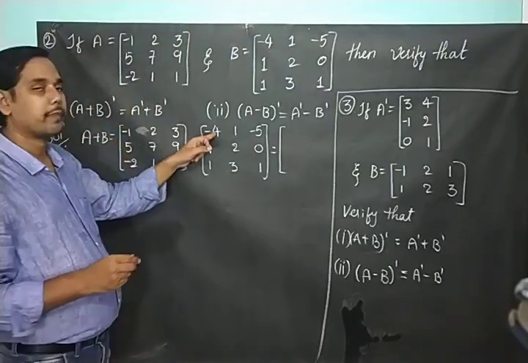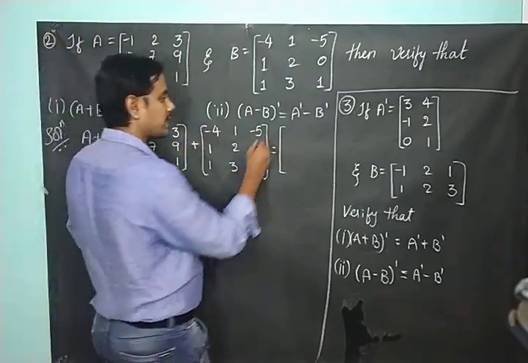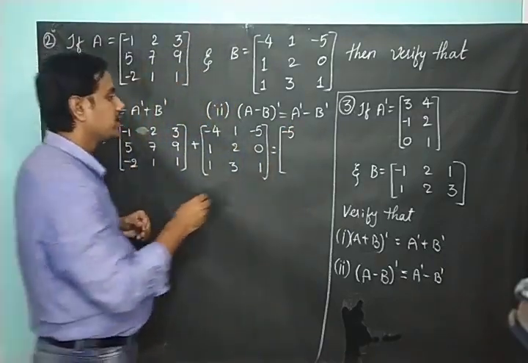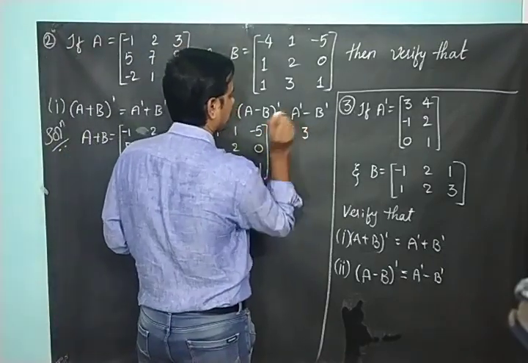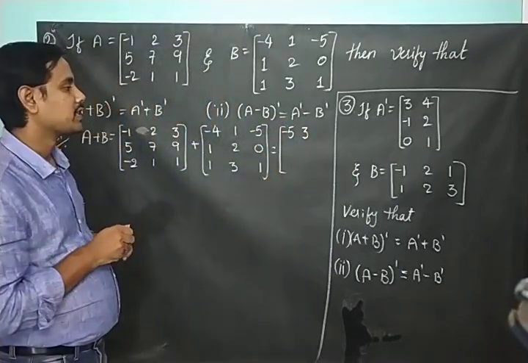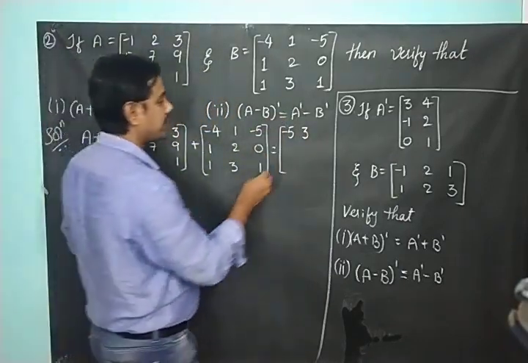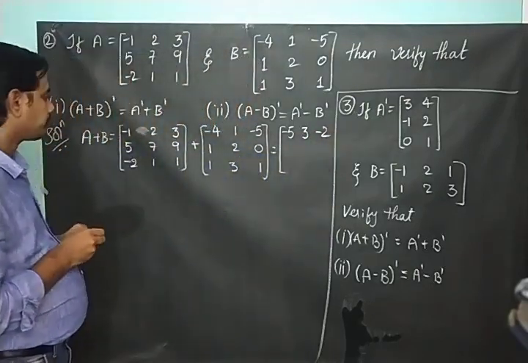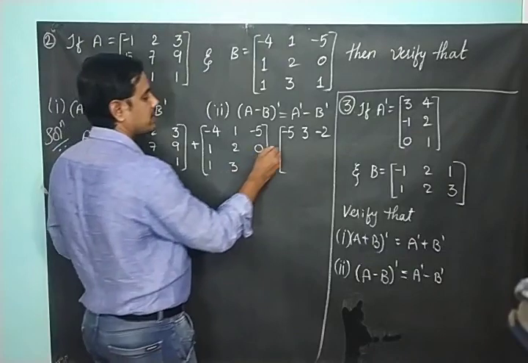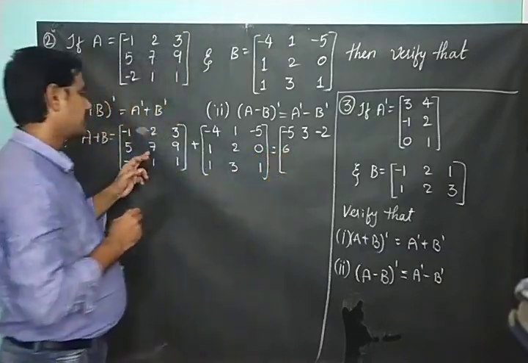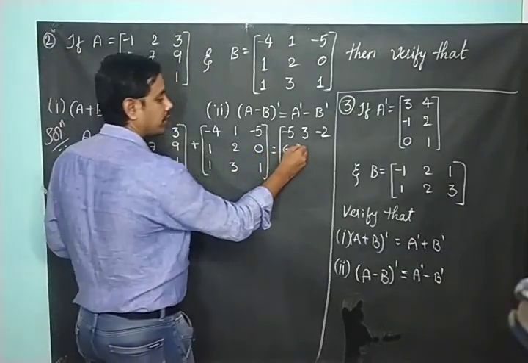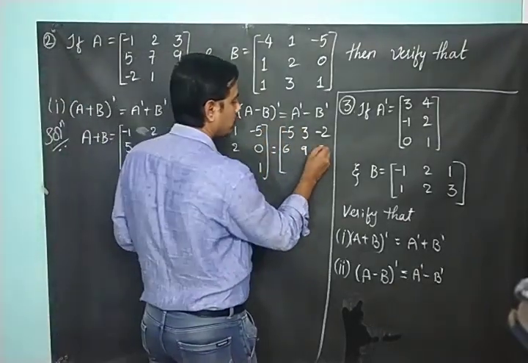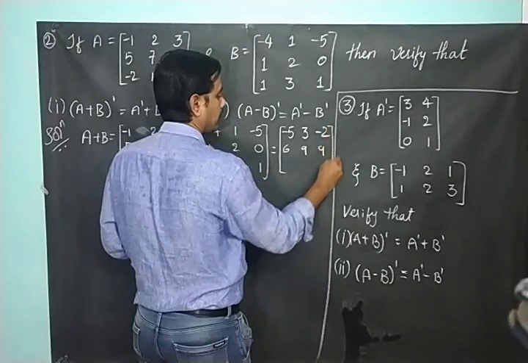Minus 1 plus minus 4, that is nothing but minus 5. 2 plus 1, 3. Then 3 plus minus 5, 3 minus 5, that is minus 2. Then 5 plus 1, 6, 7 plus 2, 9. Then 9 plus 0, 9.